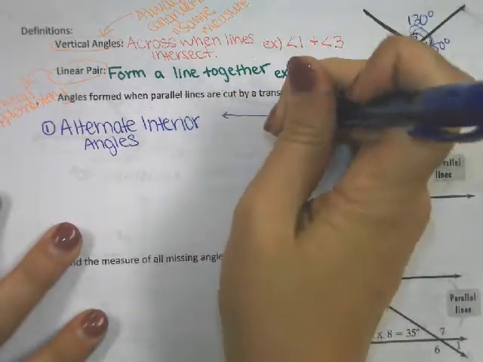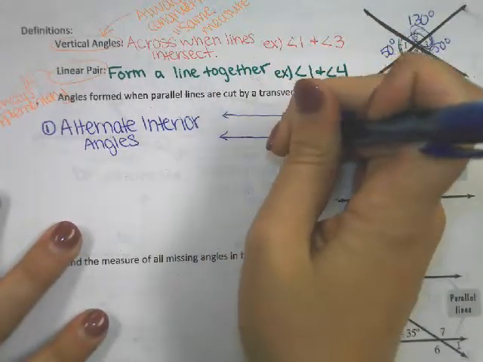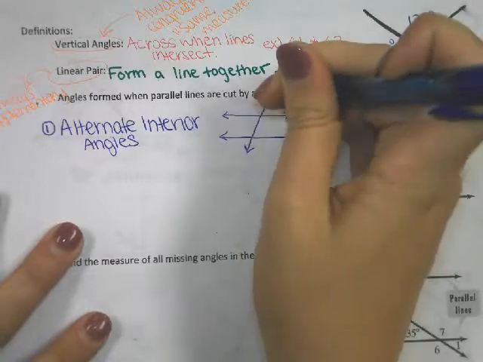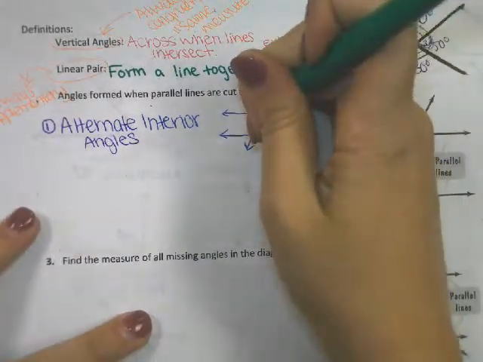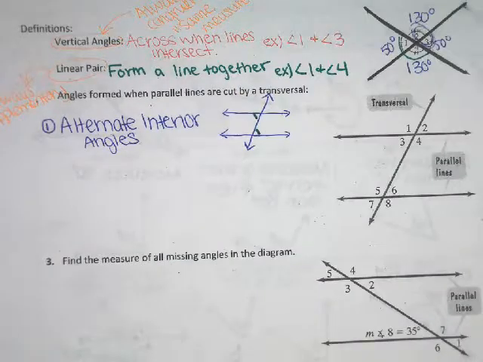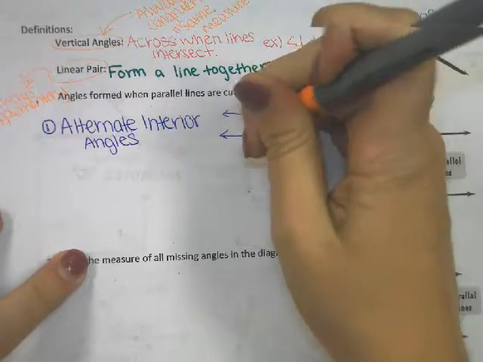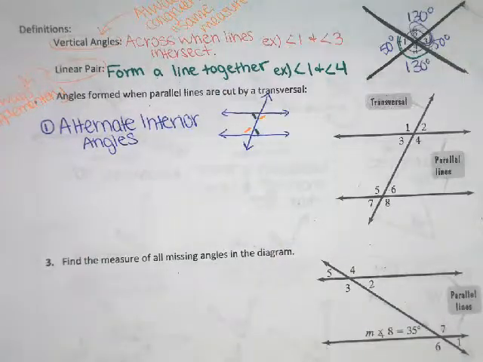So I'm going to draw a tiny picture here. Got my parallel lines. It's going to be this angle and this angle are called alternate interior. Pick up another color here, and this one and this one are alternate interior.